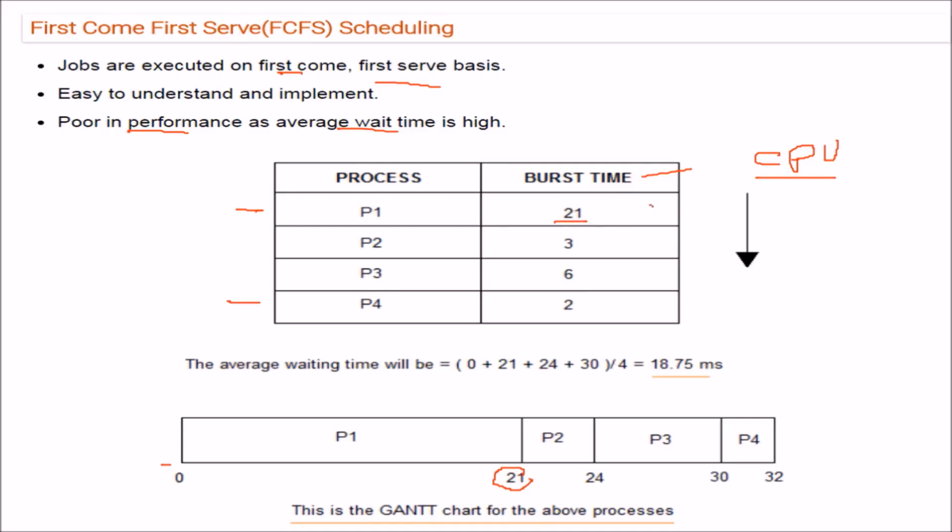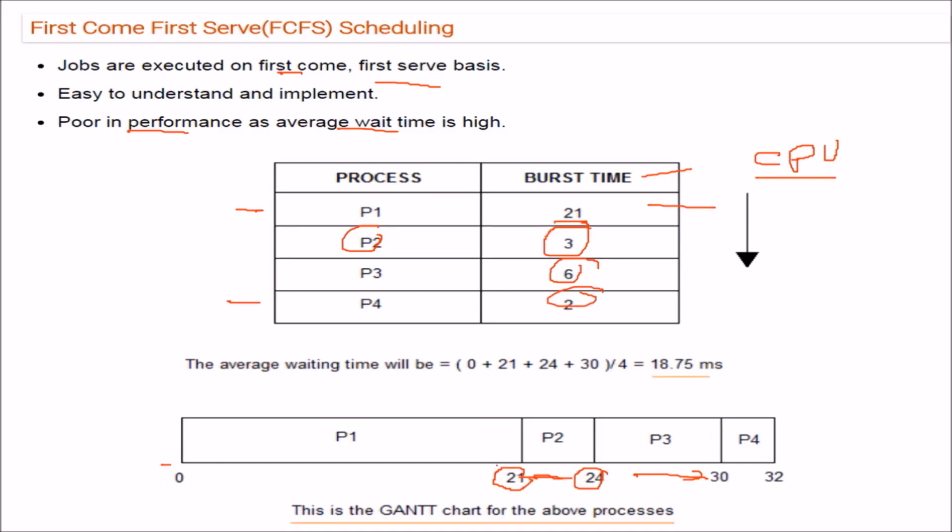After that, because it has come first, it will be served first. Then P2 has come. Now it will be served. So from 21 to 24, it requires a burst time of 3 CPU cycles. It will run till 24. Then P3 has come. P3 will be catered to, and then finally P4.